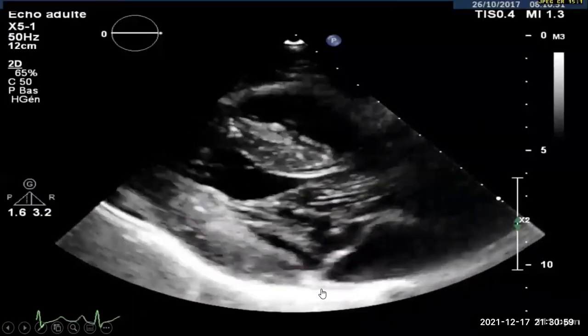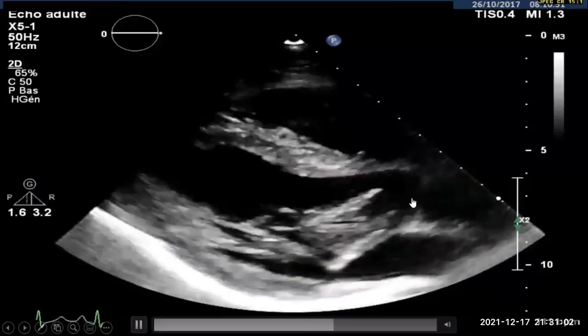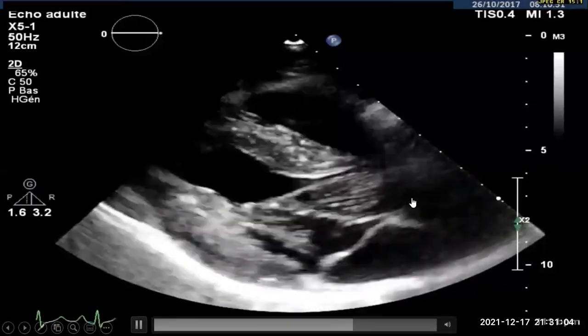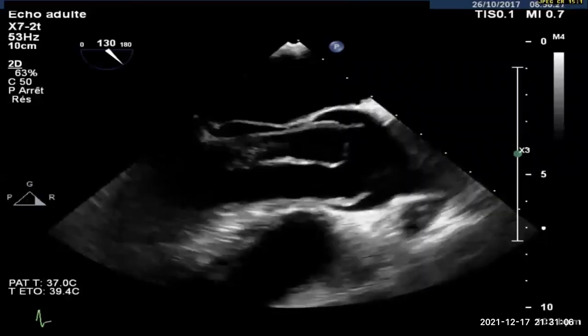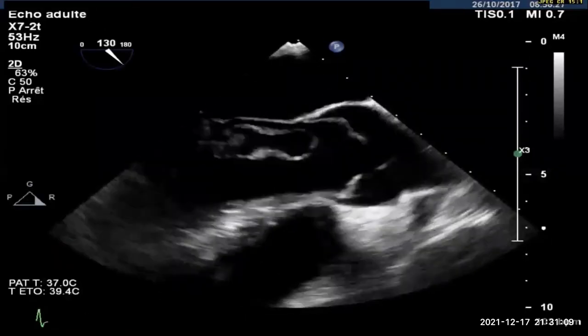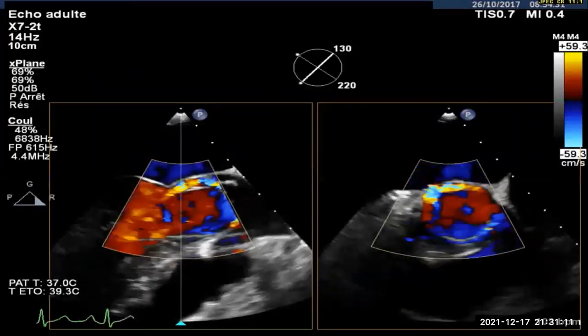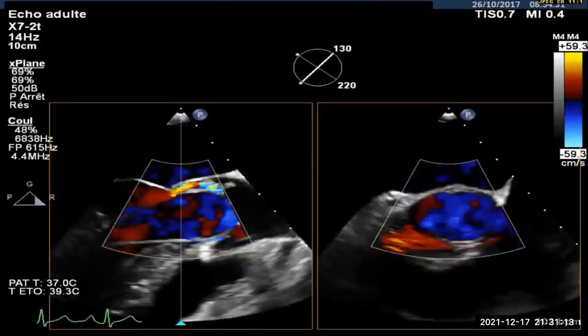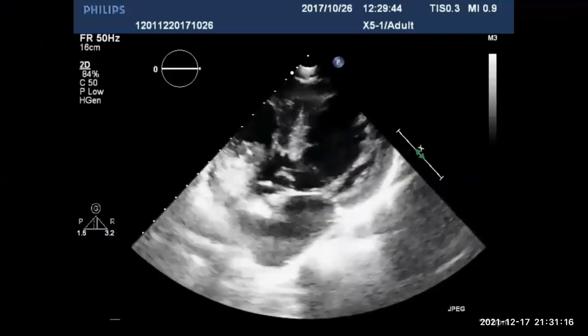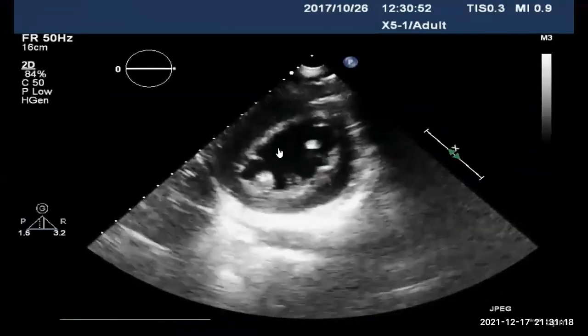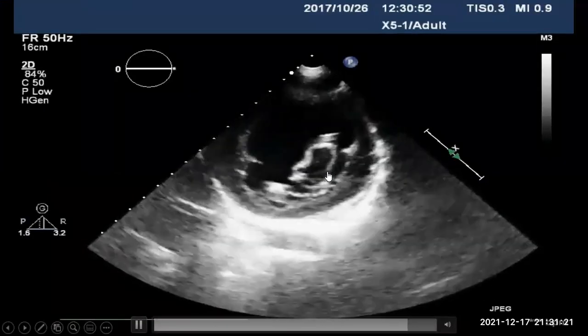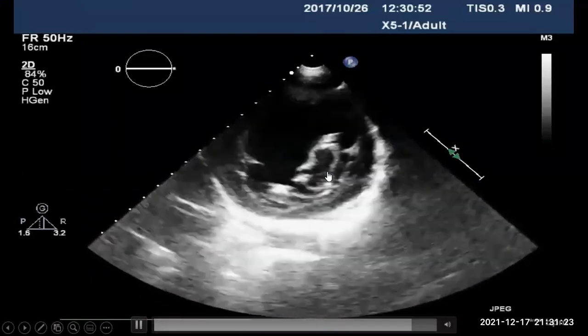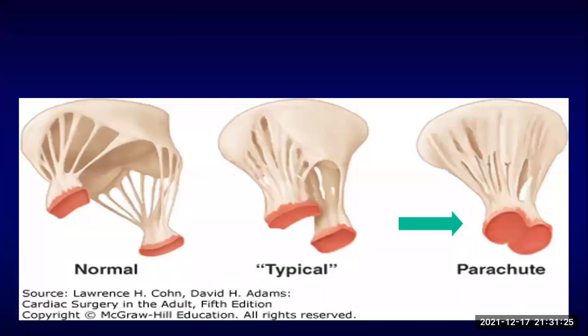So this is the case. We can see the apparatus of the mitral valve obstructing the LVOT, as we see here, with aliasing. The single papillary muscle with the parachute mitral valve. Okay, so this is the one and only with the fused, which is one papillary muscle.